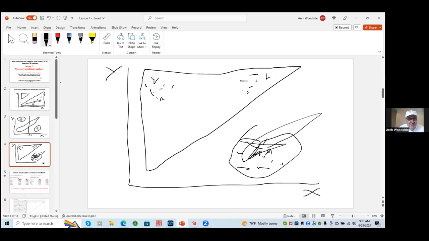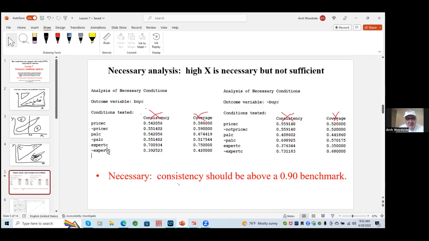All right, so let's go on and take a look at the output. I'll show you the output in a second. I'm using the data from our pricing and PAL and expertise experiment that we've been using in this course so far. We have consistency and coverage, but these are actually listed backwards in the output, and that's why I have an X for them.